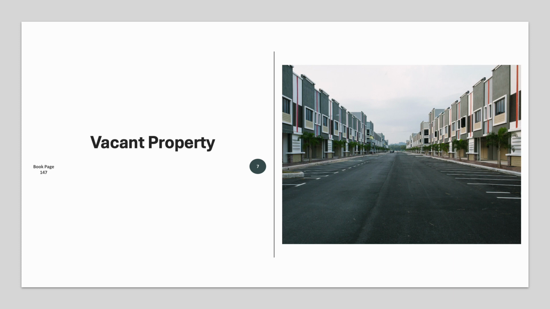Vacant means it's literally vacant, nothing in the house. Unoccupied means that it has furniture in it, and the homeowner does plan on coming back to it at some point. Think about a second home, a vacation property.